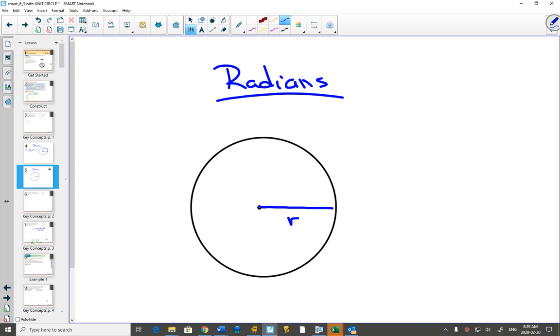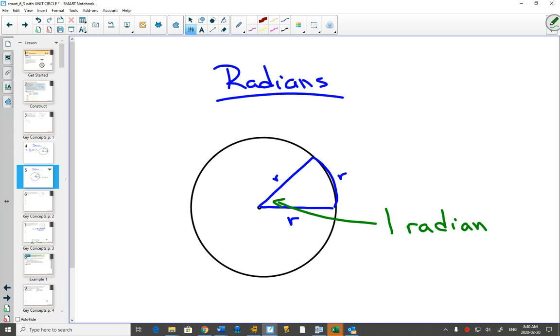And if I did it perfectly, so that I bent it so that that arc length was exactly the same as the radius, then would you agree that this angle right here would be a little bit less than 60 degrees? Okay? In radians, that's exactly 1 radian. When the arc length is exactly the same as the radius, you have 1 radian.